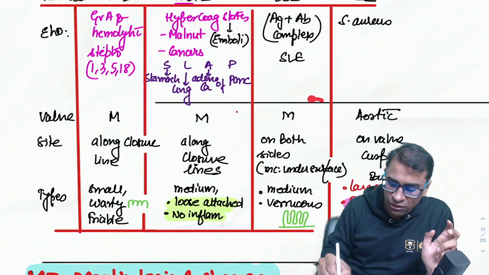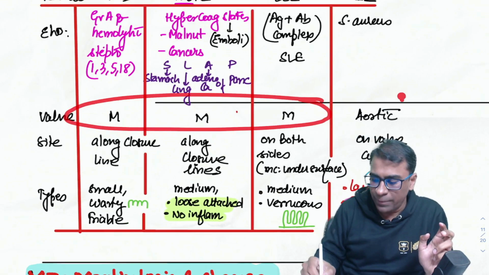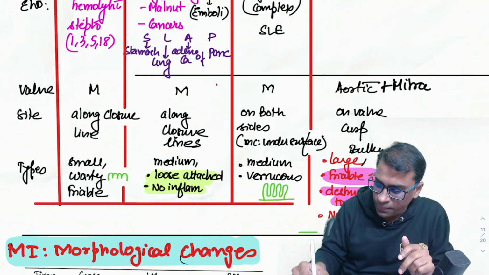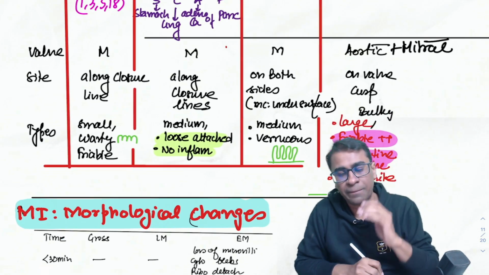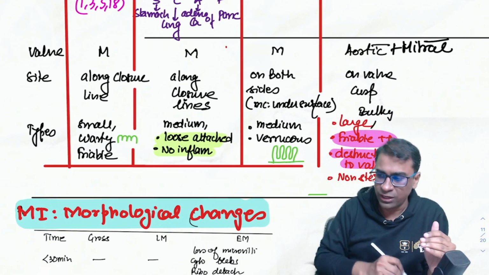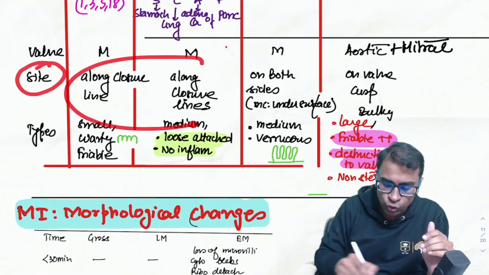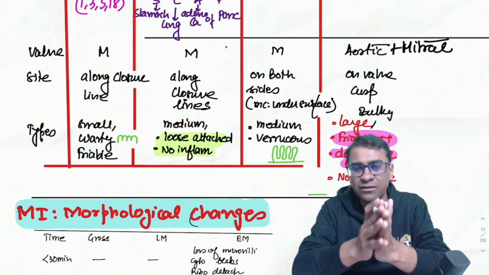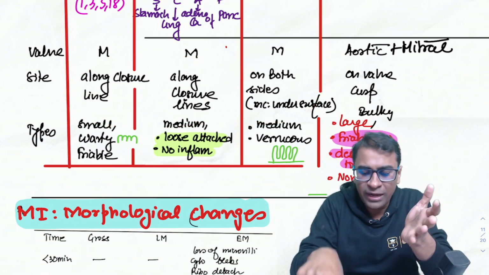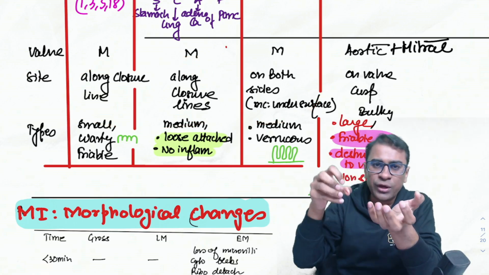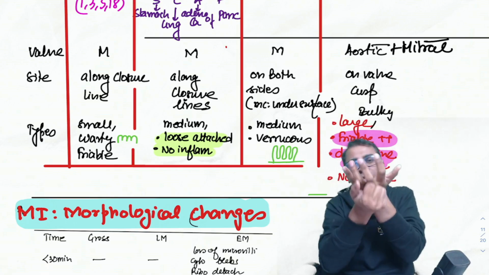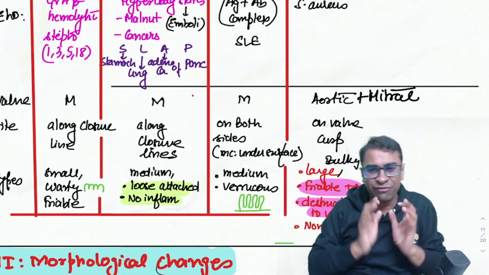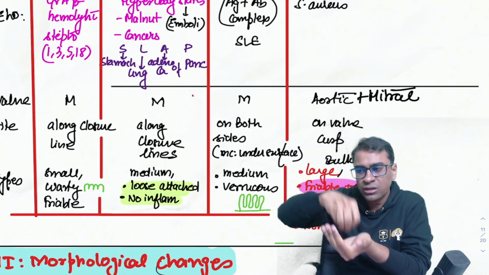So the first three mainly involve the mitral valve, but infective endocarditis mainly involves the aortic valve, though it can also involve the mitral valve. Now the site. The first two have the same site, along the lines of closure of the valve. See, SLE is an immune complex disease, and immune complexes can go anywhere. So they can deposit on the valve or below the valve, on both sides of the valve. And in infective endocarditis, it is on the valve cusp.